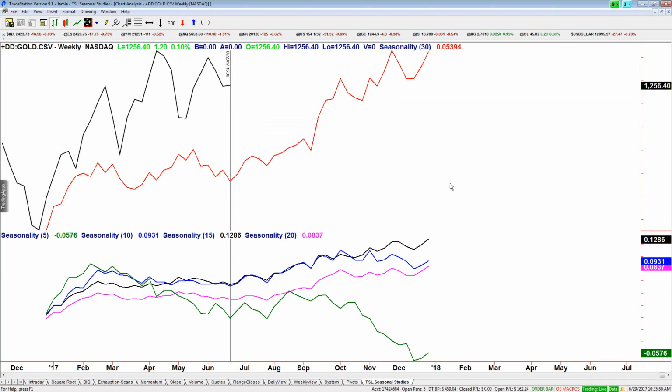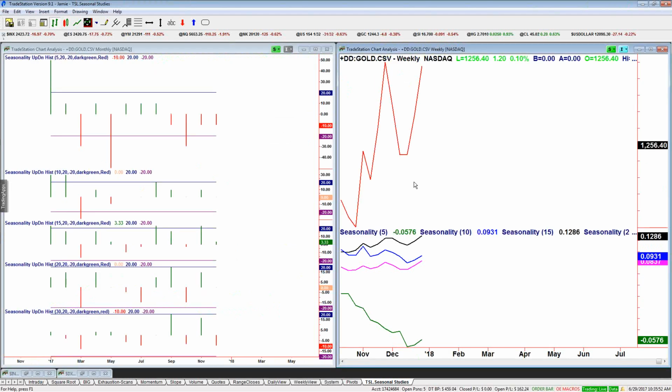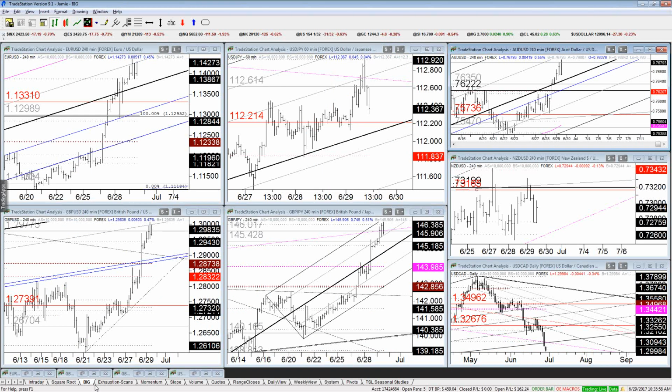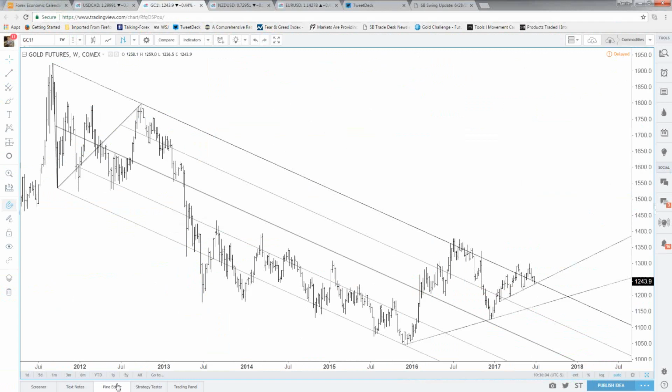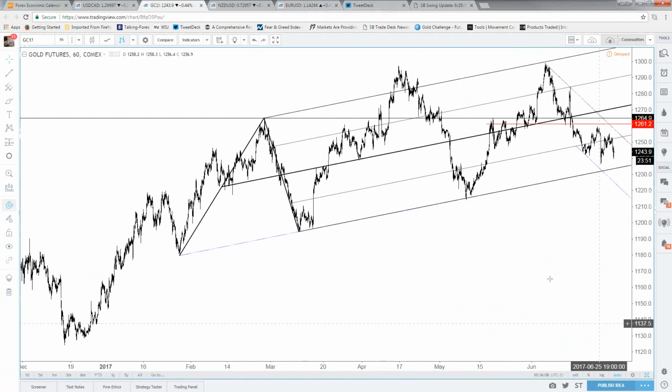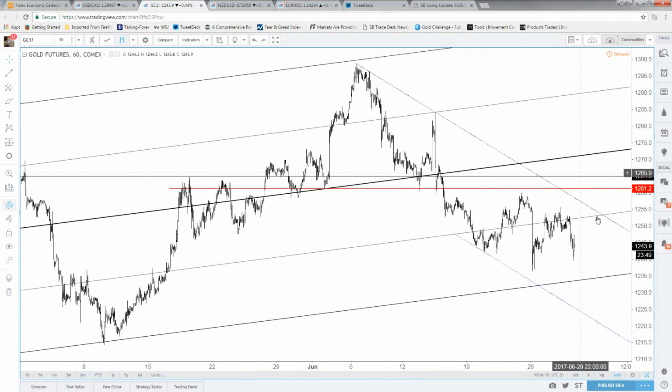Okay. But based on the price chart, I've really got to see it get up through. You've really got to see it get up through the 1260s. That's the test for me. Okay. It's really the test.